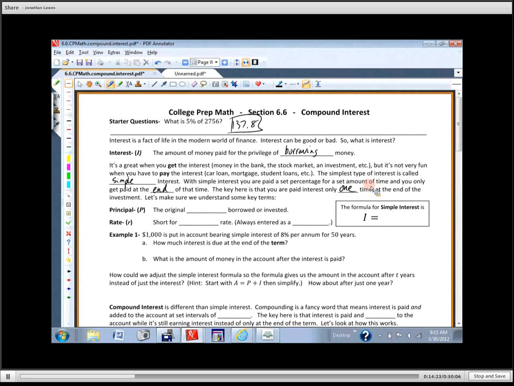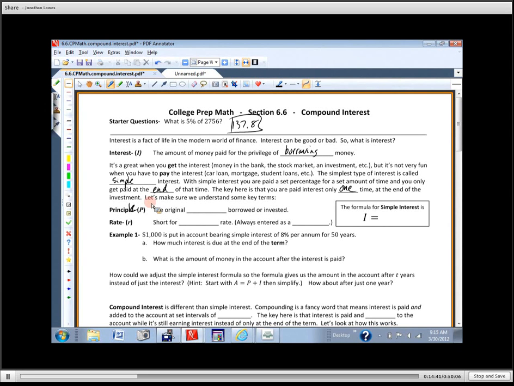Now there's quite a bit of vocabulary that we need to go over in order to understand all of this stuff with compound interest. So let's talk about what the principal is. And I think I spelled principal wrong. I think it's L-E. Yeah. It's always nice to make a mistake in front of lots of people.